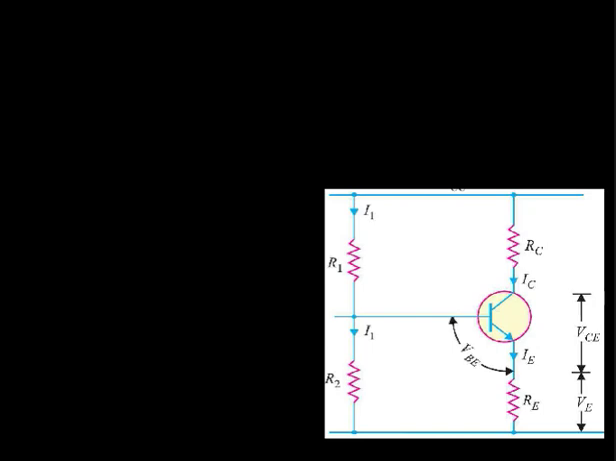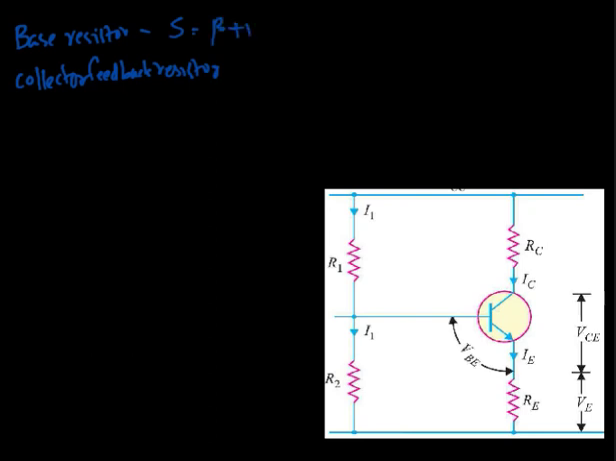So far we have seen two types of transistor biasing methods, that is the base resistor transistor biasing and the collector feedback resistor biasing method. In both of these types, the stability factor has been found to be very high. For the base resistor method, the stability factor S is approximately equal to beta plus 1, and for the collector feedback resistor, the stability factor is a little less, less than beta plus 1, but it is fairly high.